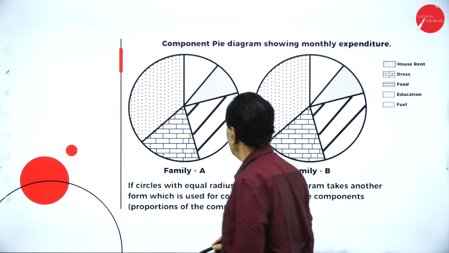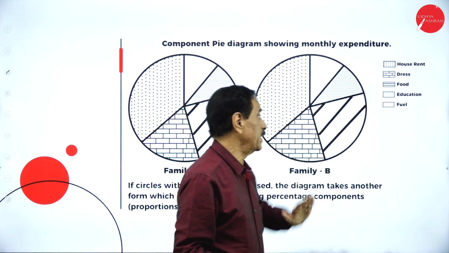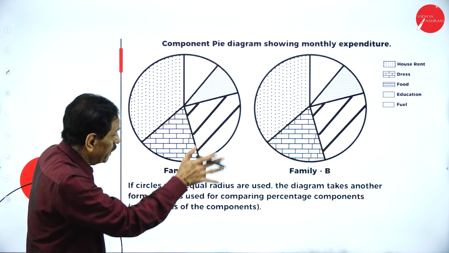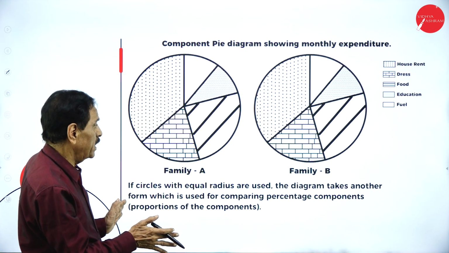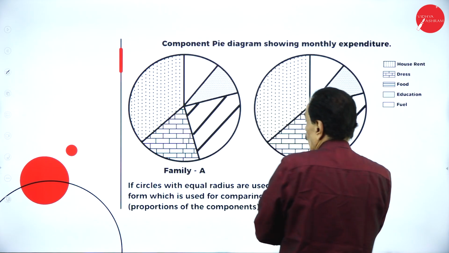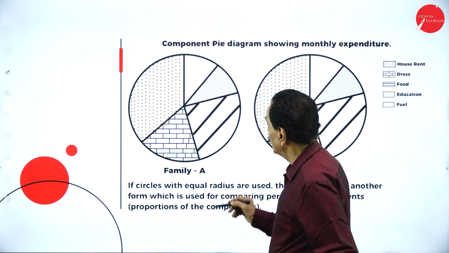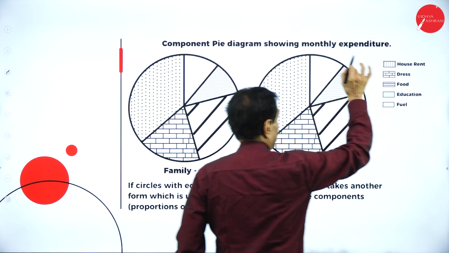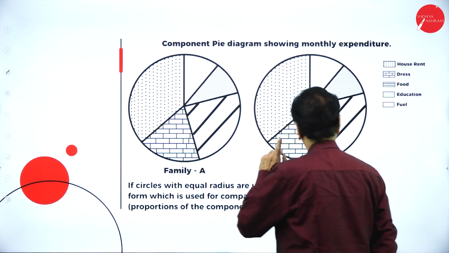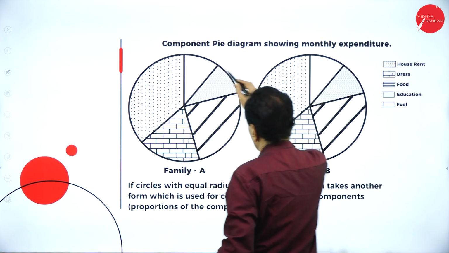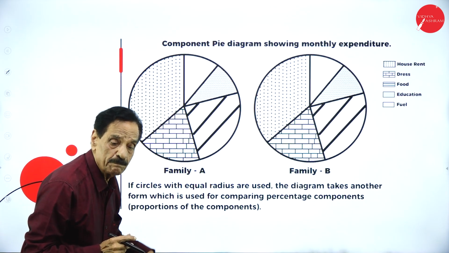Then each one you have to divide: one for the house rent, one for the dress, one for the food, one for the education, one for the fuel. That should be represented in the pie diagram circle. It is equal to 360 degrees. That should be divided accordingly. 1 centimeter is equal to 40 units, as I have given now. All these units should be represented. So here we make a mark. First is house rent, second is dress, third is food, fourth is education, fifth is fuel. Same representation here. So it is a 360-degree pie diagram.